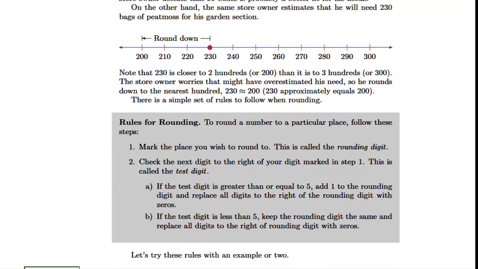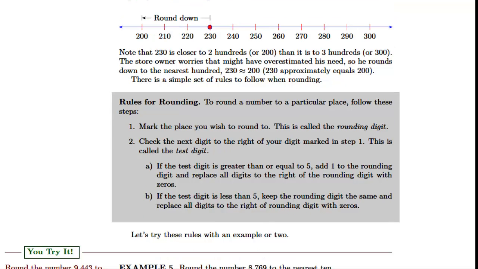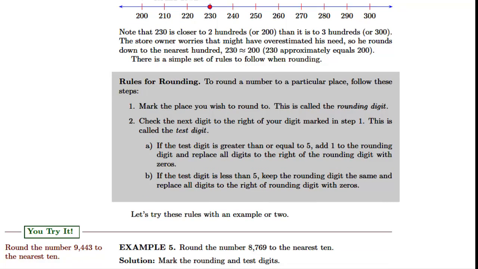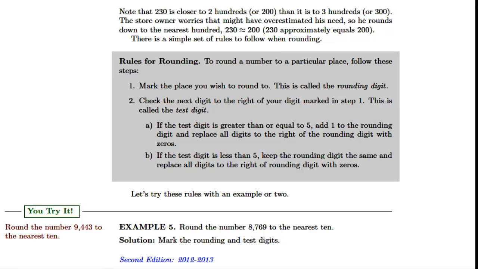Rules for rounding. To round a number to a particular place, follow these steps. 1. Mark the place you wish to round to. This is called the rounding digit. 2. Check the next digit to the right of your digit marked in step 1. This is called the test digit. If the test digit is greater than or equal to 5, add 1 to the rounding digit and replace all digits to the right of the rounding digit with zeros. If the test digit is less than 5, keep the rounding digit the same and replace all digits to the right of the rounding digit with zeros.